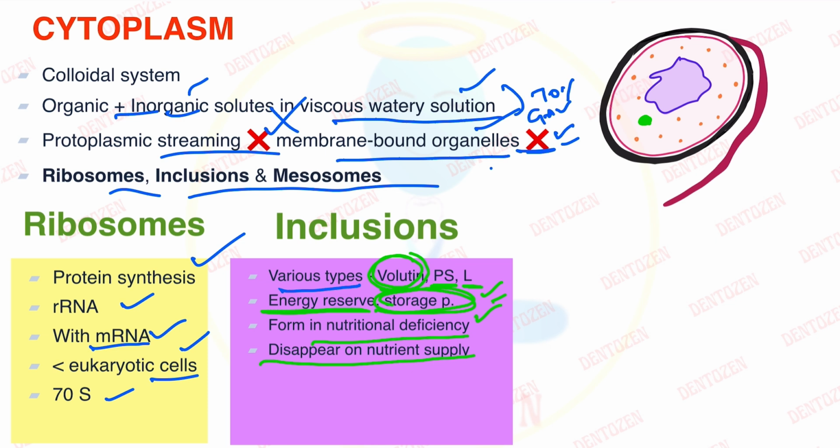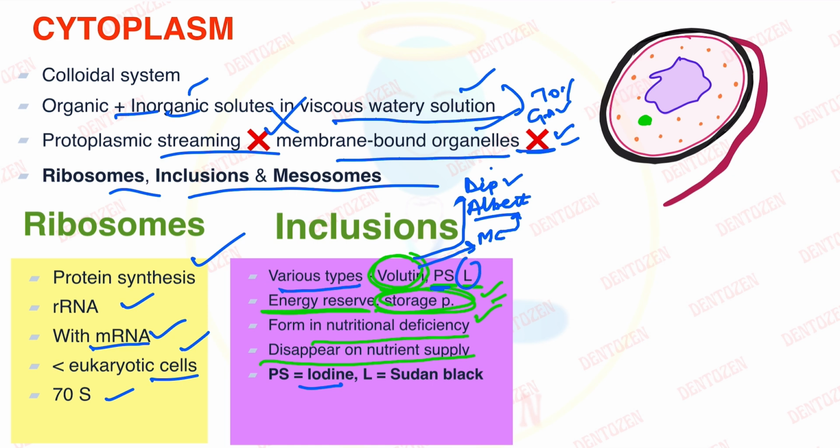So they can be seen by a special stain which is called the Albert stain, as we discussed in the staining methods. So these are the metachromatic granules and they can be seen with the Albert staining in diphtheria bacilli. Polysaccharides can be seen with iodine, and lipids can be seen with fat soluble dyes like Sudan black.